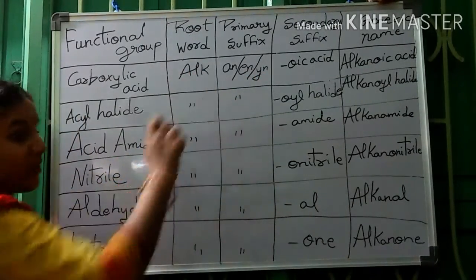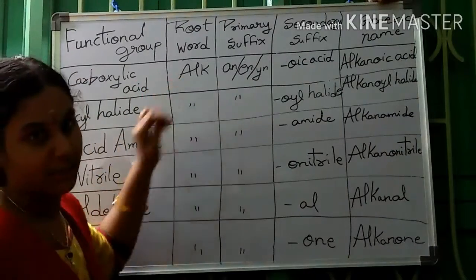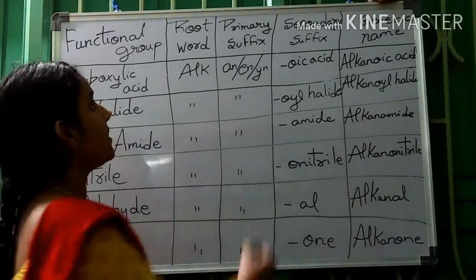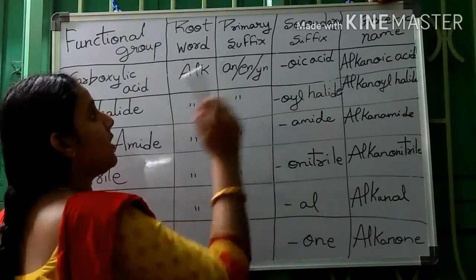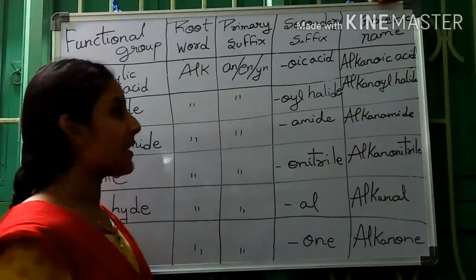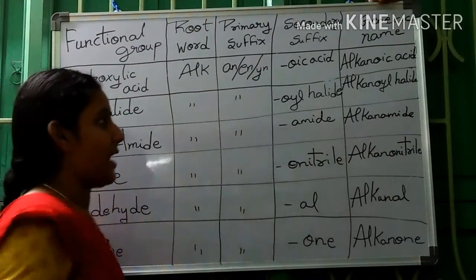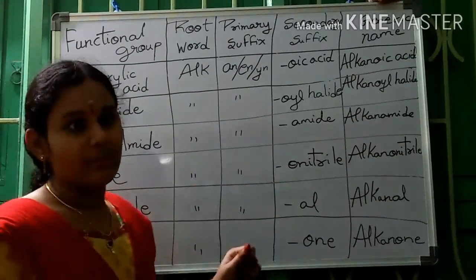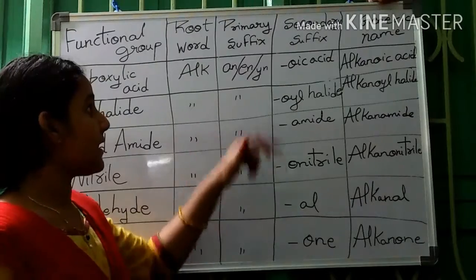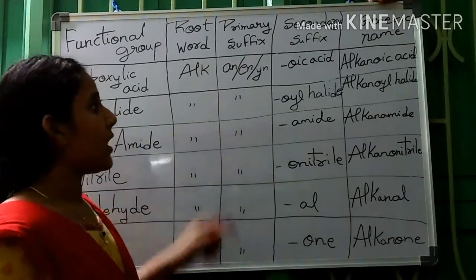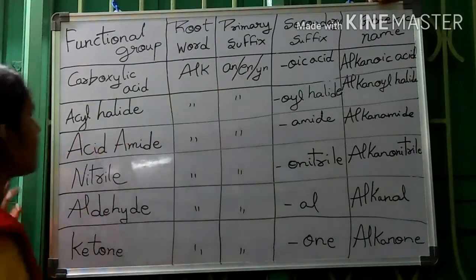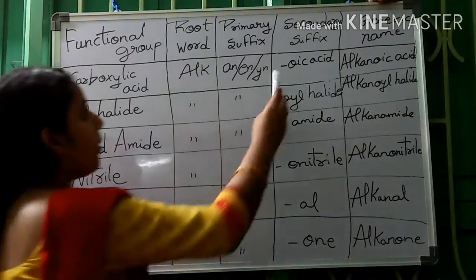For getting a root word, first we have to count the number of carbons. For the primary suffix we have to check: if it is an alkane, then the suffix would be ane, if it is an alkene, the suffix would be ene, or if it is an alkyne, the suffix would be yne. Before, I said ane, but instead of the last e, we are placing the secondary suffix for the functional group. The secondary suffix for carboxylic acid is oic acid.